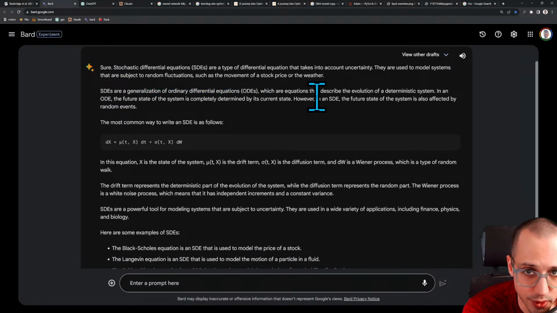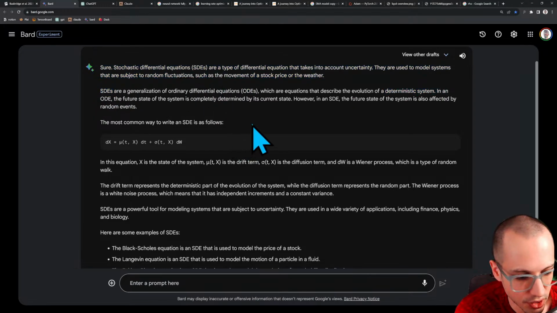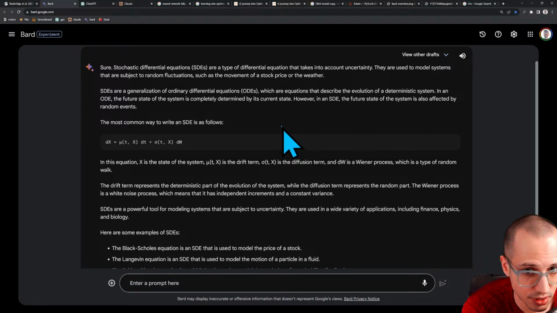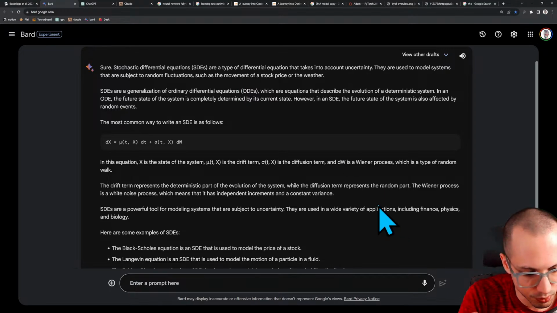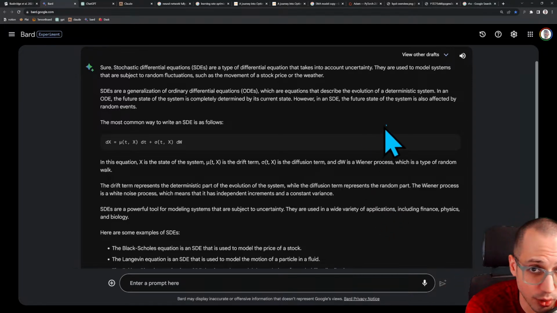Generalization of ordinary differential equations, which are equations that describe the evolution of a deterministic system. So ODEs, ordinary differential equations, are deterministic. SDEs have that stochastic part in it, which means that you can't predict it. There's some amount of noise, although I would argue that that noise isn't real, right? Reality is deterministic, so therefore that noise is simply just a process that you don't understand. It's some dynamic in the real world that we don't understand, and therefore we have to basically encapsulate it into this noise term in order for the math to work out. Okay.